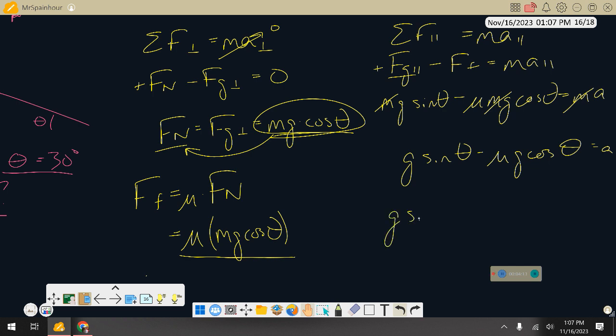So I'm going to go ahead and plug my numbers in. g times the sine of 30 degrees minus 0.4 times g times cosine of 30 degrees. If you plug all that in, you get 1.51 meters per second squared. And that's how you do one of those problems.